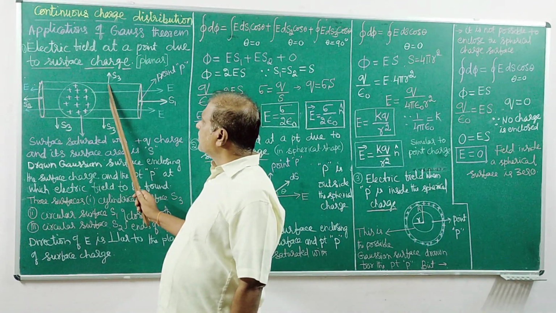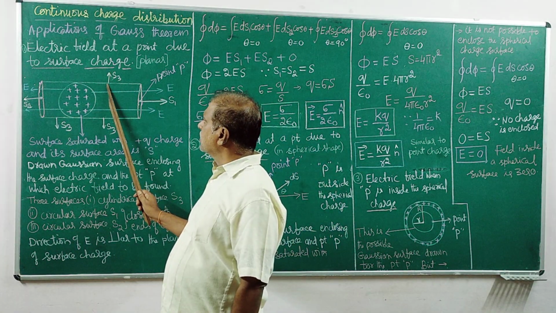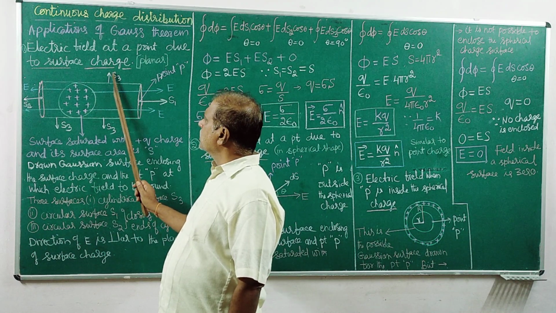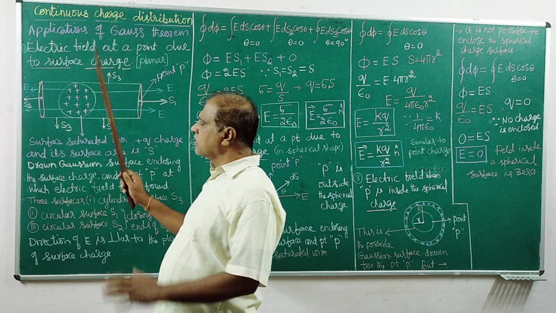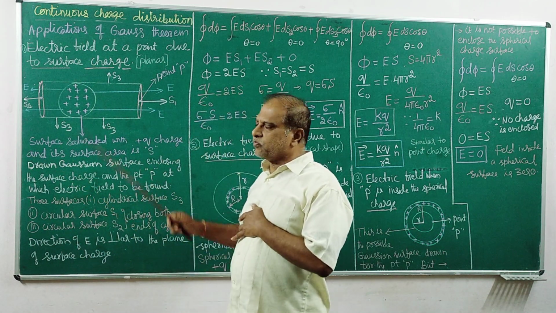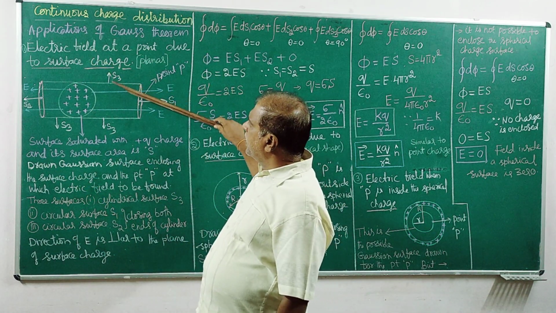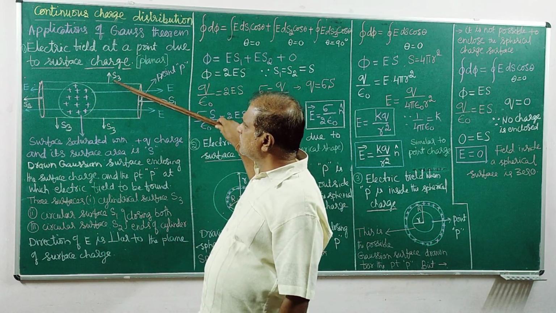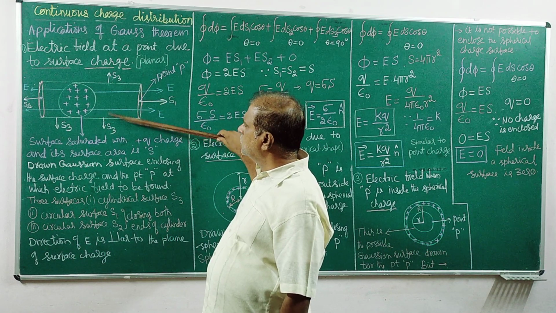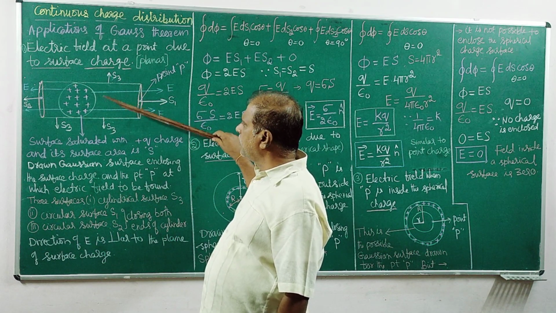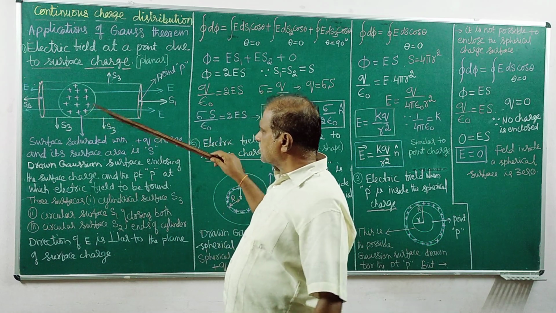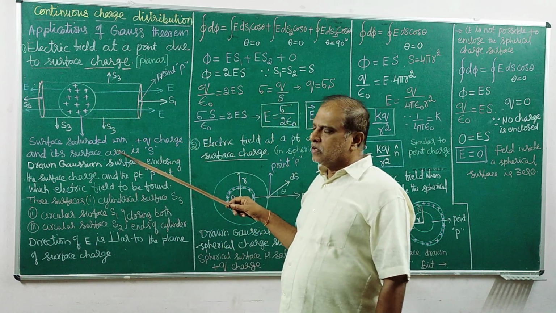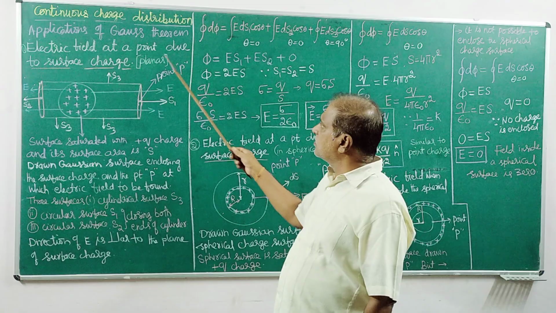And what is the area vector of the cylindrical shape? At every point, draw a perpendicular to this. This is the direction of the area vector of the cylinder, outward at any point on the cylindrical surface. So with this idea, let us go for the derivation or equation that we get from the application of Gauss theorem.